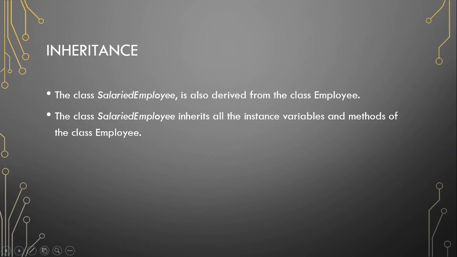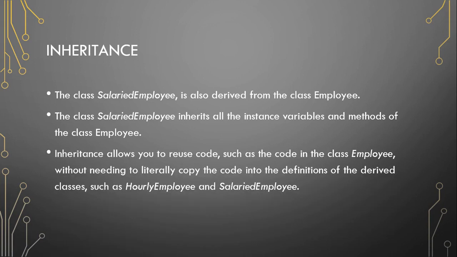All right, the class salaried employee inherits all the instance variables and methods of the class employee, just like we saw in hourly employee, where it inherited the instance variables and the methods. Salaried is also doing the same, because you notice it has that keyword extends. Inheritance allows you to reuse code, such as the code in the class employee, without needing to literally copy the code into the definition of the derived classes, such as hourly employee and salaried employee.